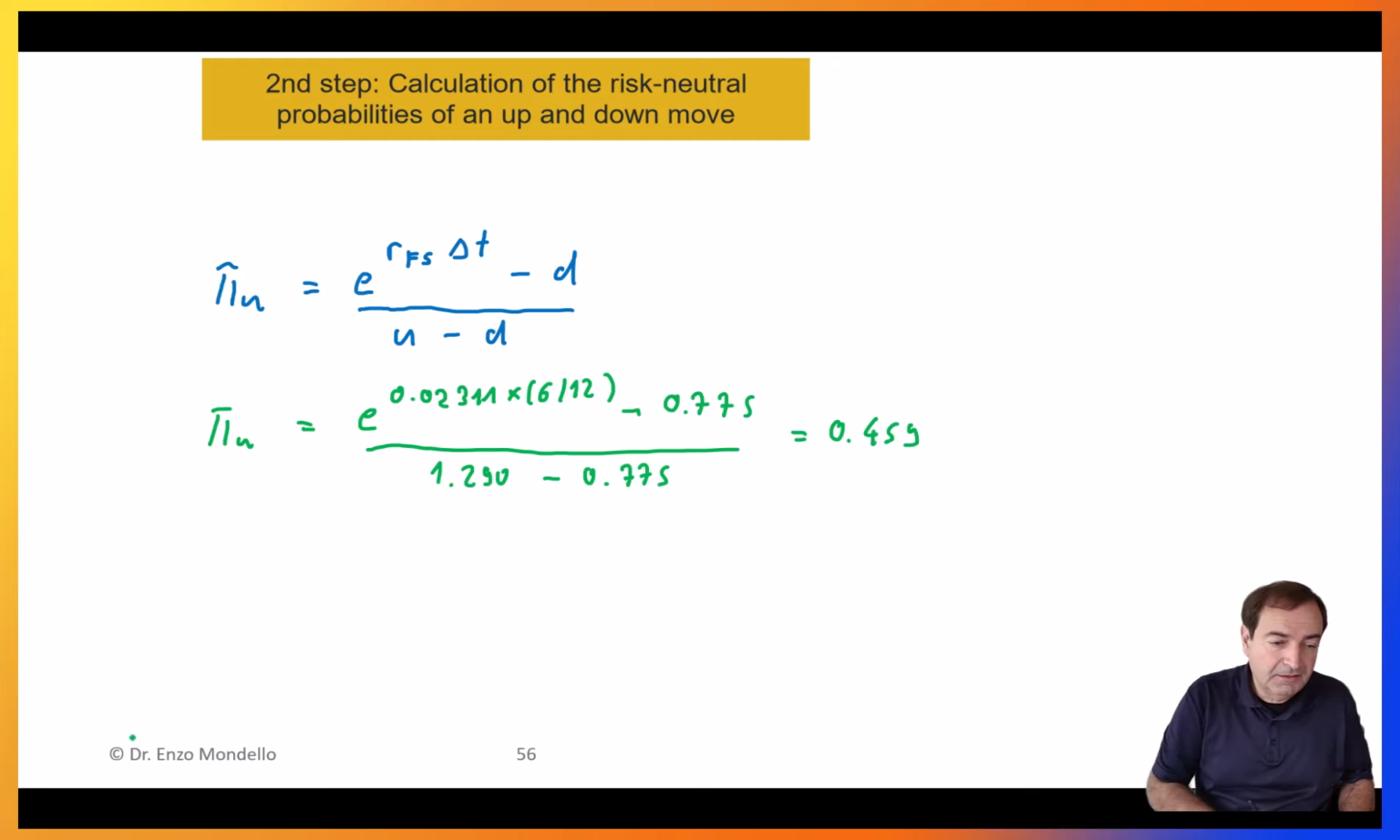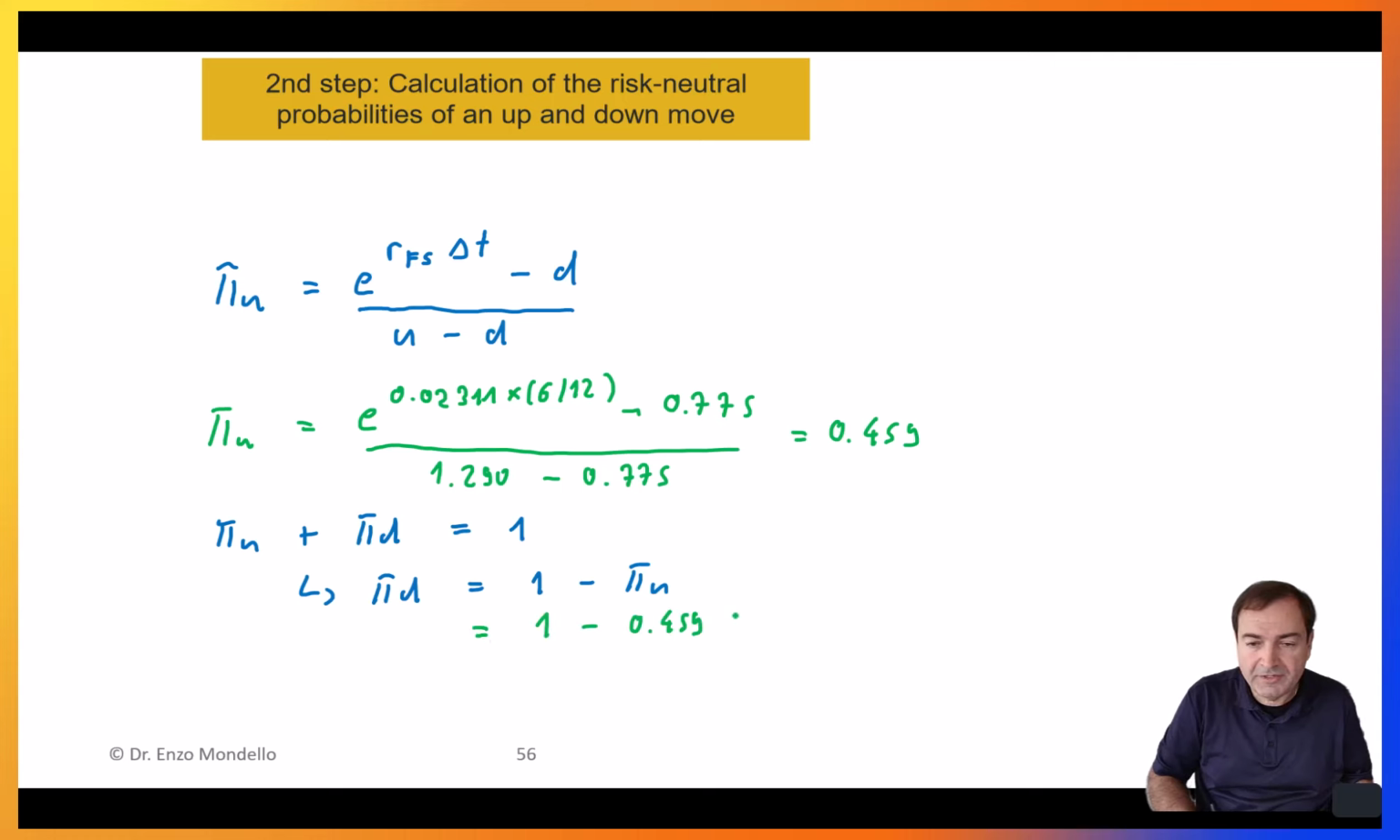0.459. The sum of the risk-neutral probabilities is 1, as we've already discussed before. So the risk-neutral probability of an up move plus the risk-neutral probability of a down move equals 1. Hence, the risk-neutral probability of a down move is 1 minus the risk-neutral probability of an up move. So the risk-neutral probability of a down move is 0.541.